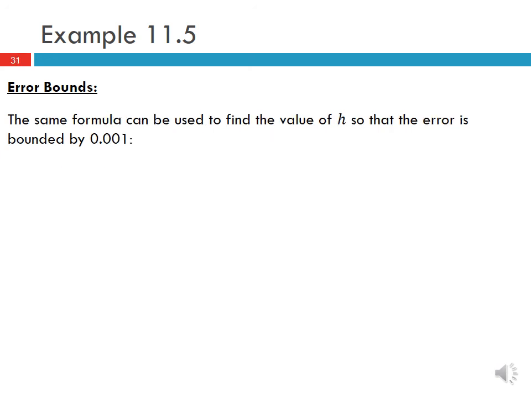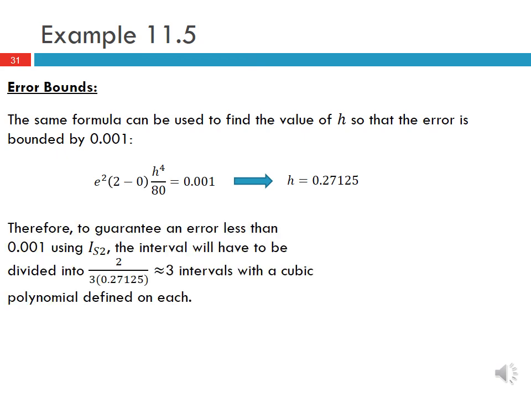The same formula can be used to find the value of h so that the error is bounded by 0.001. In this case, we have e to the power 2 times (2 minus 0) h to the power 4 over 80 equal to 0.001, and we can solve for h, and we find that h is 0.27125. So to guarantee an error less than 0.001 using IS2, or the Simpson's 3/8 rule, the interval will have to be divided into 3 intervals with the cubic polynomial defined on each.